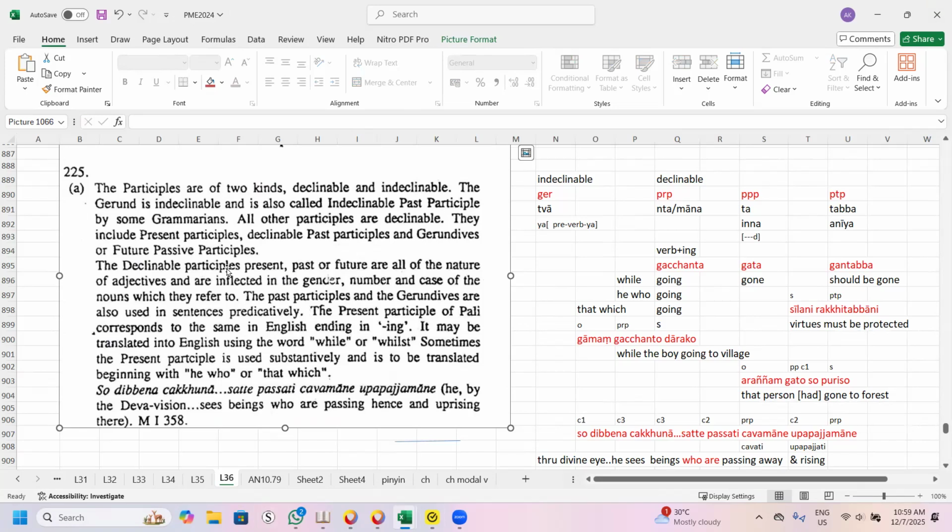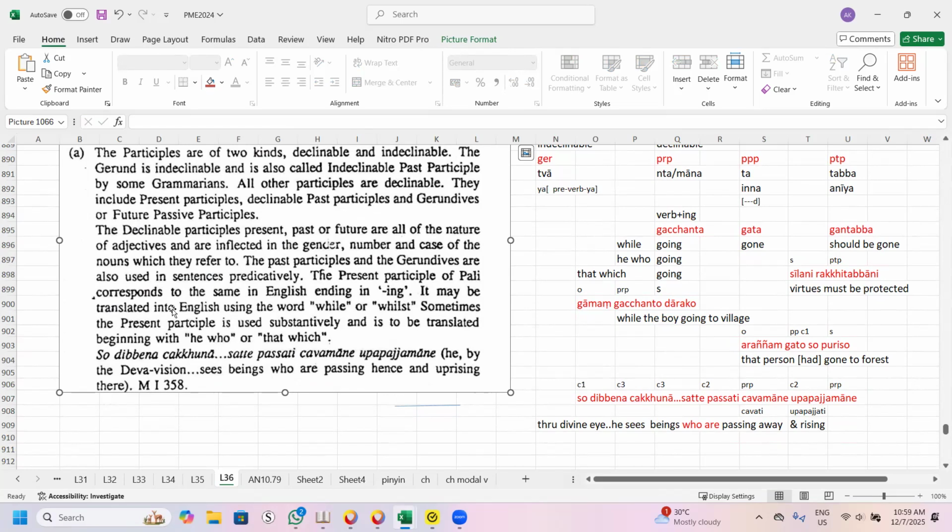Okay, here declinable: present, past, future. These three already are present, past, future. So the past participle and the gerundive, whichever way you want to pronounce it, are used in a predicative way. That means it's not a direct adjective. So here it is already talking about the present participle.